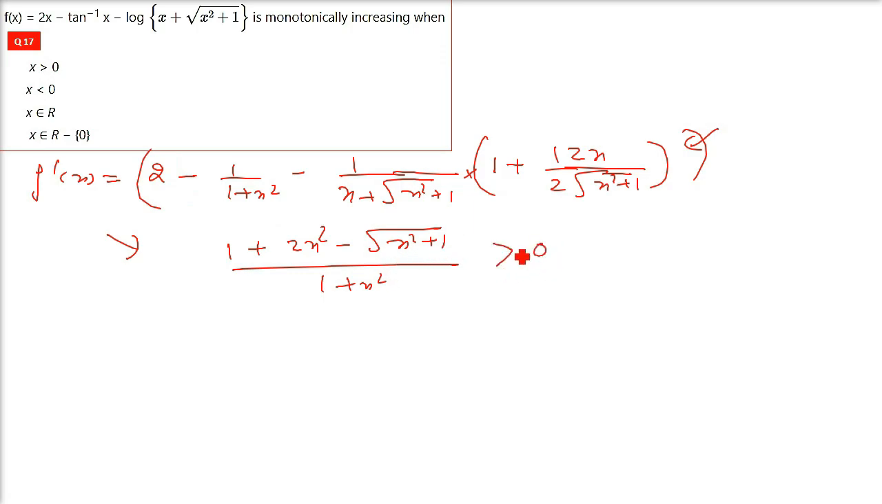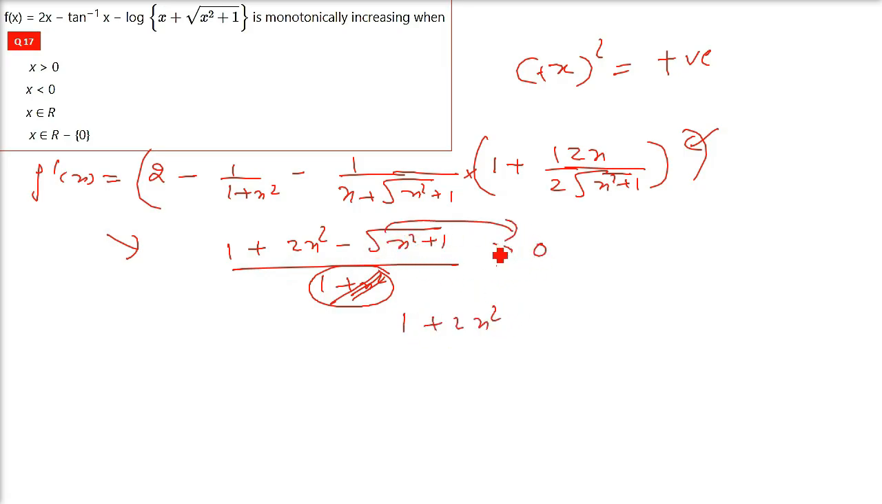This is given in the question. This is greater than 0. 1 plus x square will always be greater than 0. Anything with an even power is going to be greater than 0. So even if you add 1 with x square, it doesn't affect. So 1 plus x square will be greater than 0 eventually.